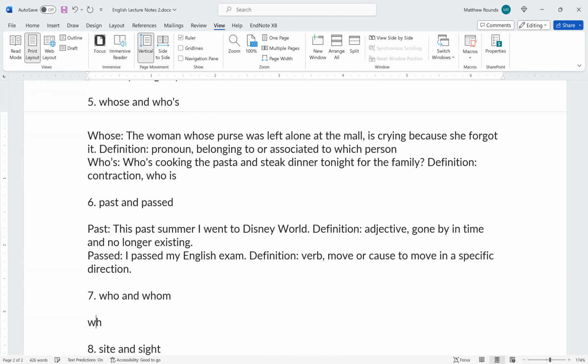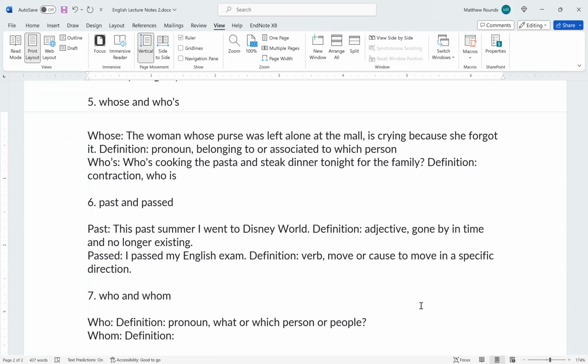Okay, last one here is who and whom. Let's go for a definition of who, part of speech, and then. All right. For who? Okay, it's a pronoun. What or which person or people? I would use it in a sentence or in a question, sorry, again. But it can't be who is. It has to be who, and then like trying to find out about someone or something.